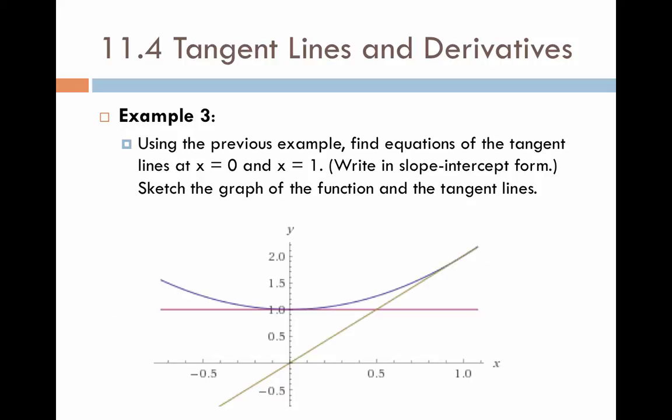This is what it would look like if you graphed the original equation, f of x equals x squared plus 1, the blue line, the first tangent line, y equals 1, and the second tangent line, y equals 2x. So the first tangent line, the pink line, is tangent to the graph at 0, 1, that point. The second tangent line, y equals 2x, is tangent to the graph of the original equation at 1, 2, that point.